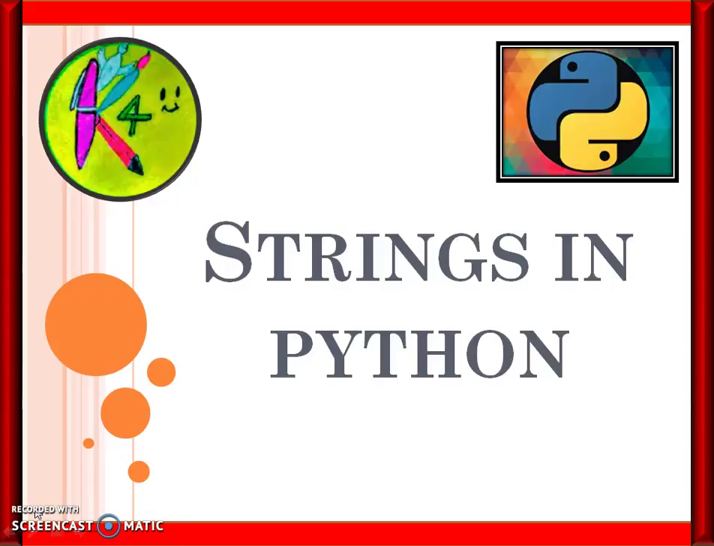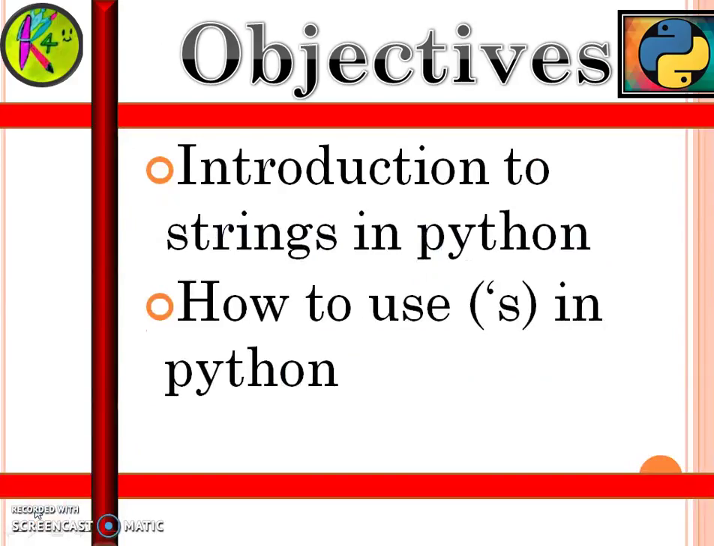So first of all, let us have a look at the objectives, then we start. Today we are going to cover two major topics. The first of them is the introduction to strings in Python. Then we are going to study how we can use characters such as apostrophe s in Python. So let's start with the introduction to strings.